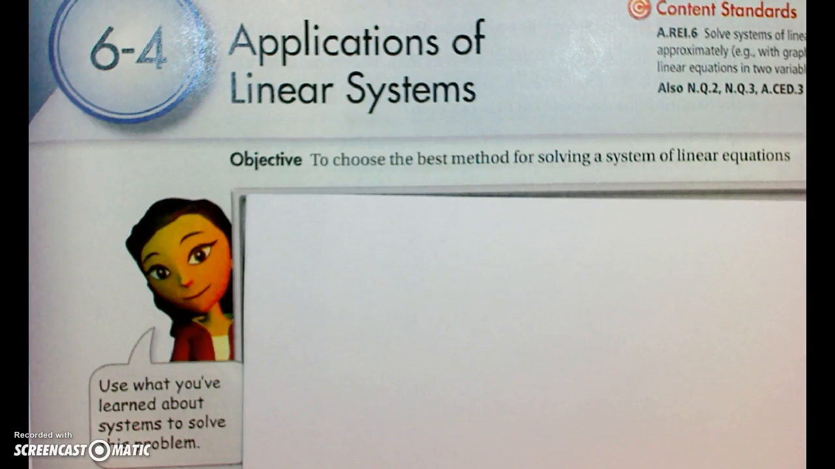6-4 Applications of Linear Systems. Our objective: to choose the best method for solving a system of linear equations. So you're not going to learn anything new in this section. What you're going to do is take the tools that they gave you and choose which one you're going to use to find the ordered pair that matches both equations.